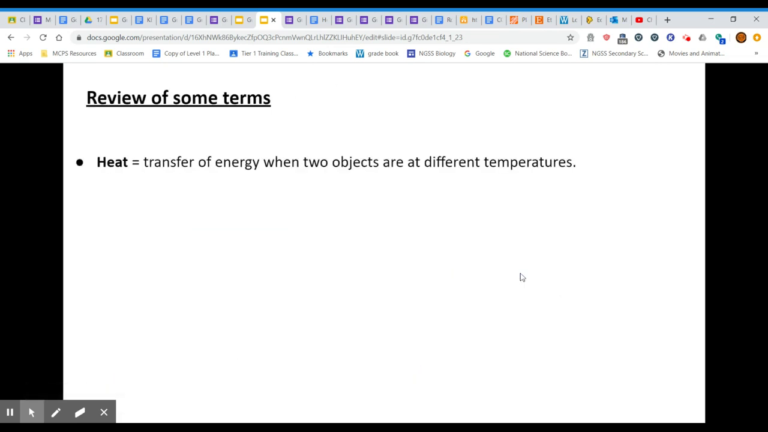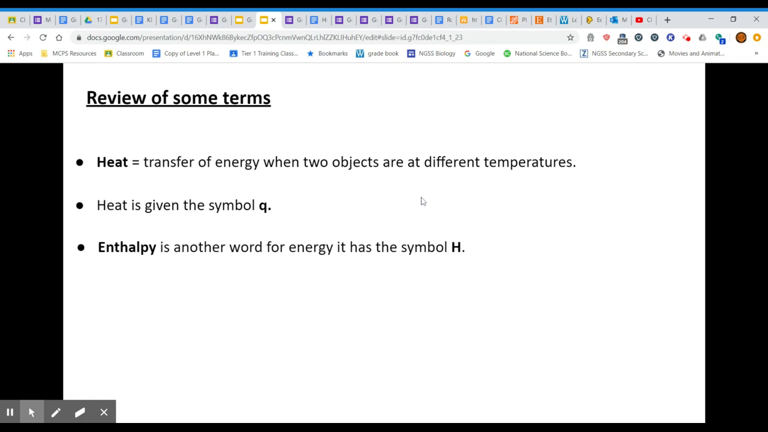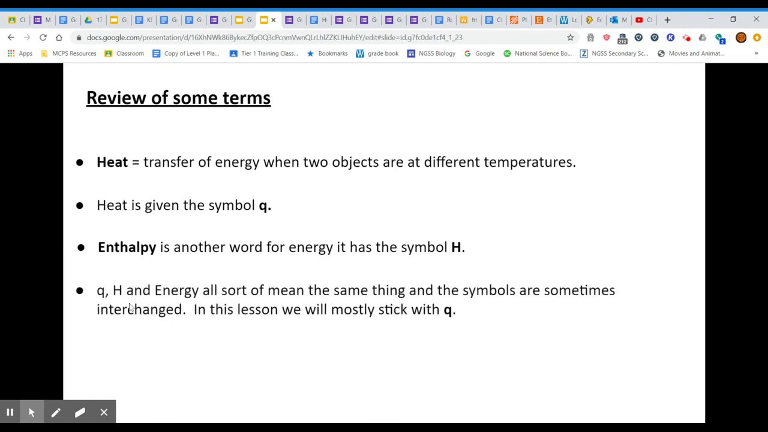So let's review some terms. Heat is the transfer of energy when two objects are at different temperatures. The symbol is Q, and the units are joules. It is the same thing as enthalpy, with the symbol H, or delta H, which tells you the change in enthalpy. So Q, H, and energy are all measuring the same thing. They're symbols that can be interchanged, and in this lesson, we'll mostly stick with Q.